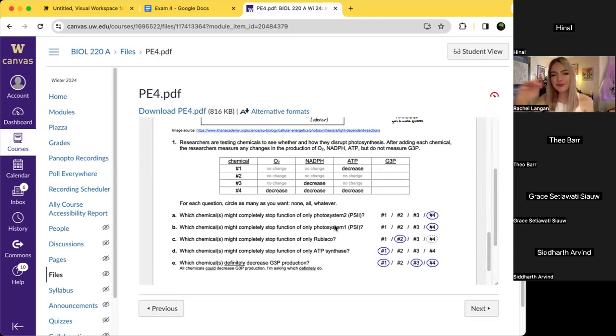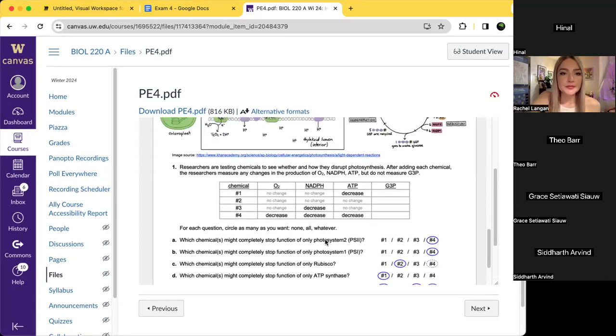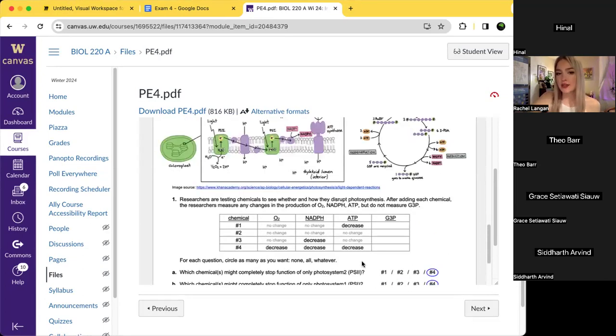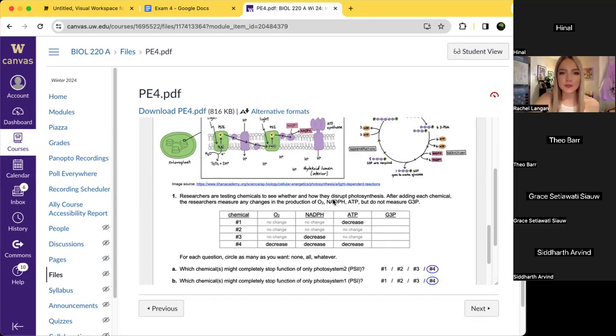Does decreasing O2 interfere with the production of G3P? I mean, none of these are just decreasing oxygen, right? The only one that is decreasing oxygen is also decreasing these other two things. And it would be hard to imagine something that is affecting the splitting of water, but not affecting the making of ATP and NADPH. So I don't see it possible for there to be one that isolates just blocking the splitting of water.